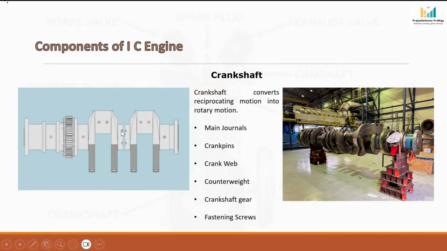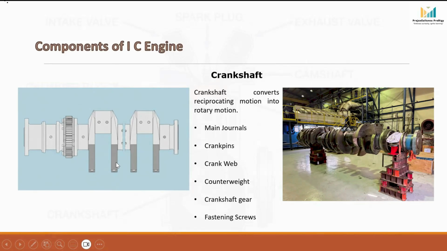Now look at these sections connecting the main journals and crank pins. These are called crank webs or crank arms. The crank webs transfer combustion forces from the crank pin to the main journals. They have to withstand very high bending and twisting loads during engine operation.